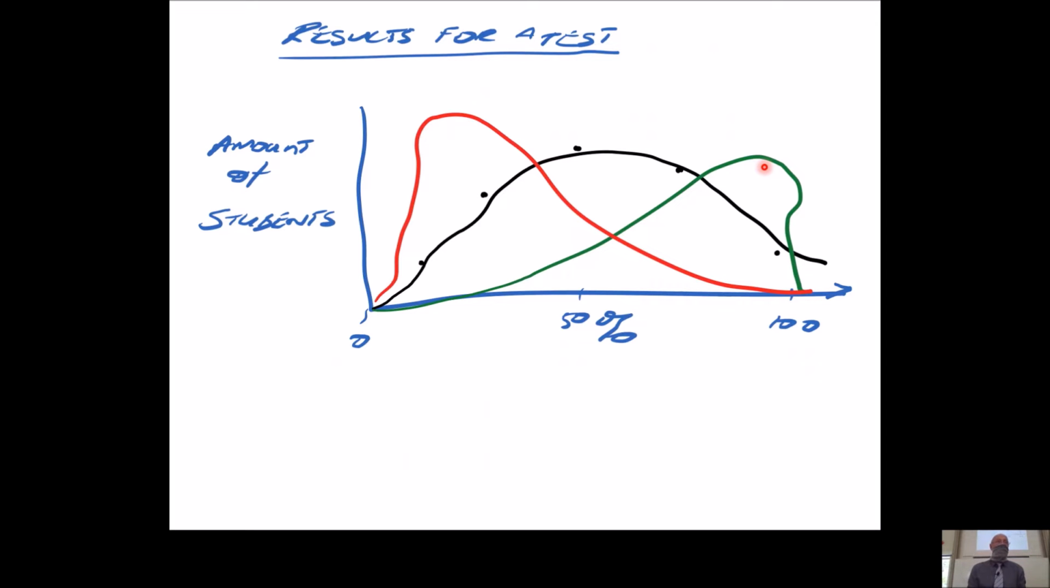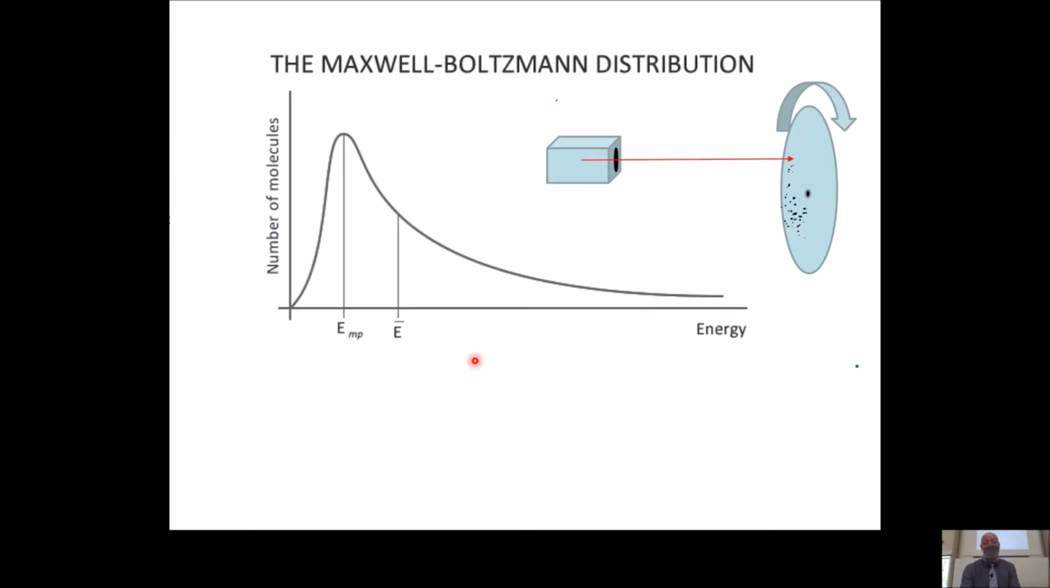Now, why am I talking about results for a test? Well, we use a similar kind of distribution when we are talking. So, Nick, I hope you're looking at the same stuff we look at. Okay. We use the same kind of distribution curve to look at the energy of particles.